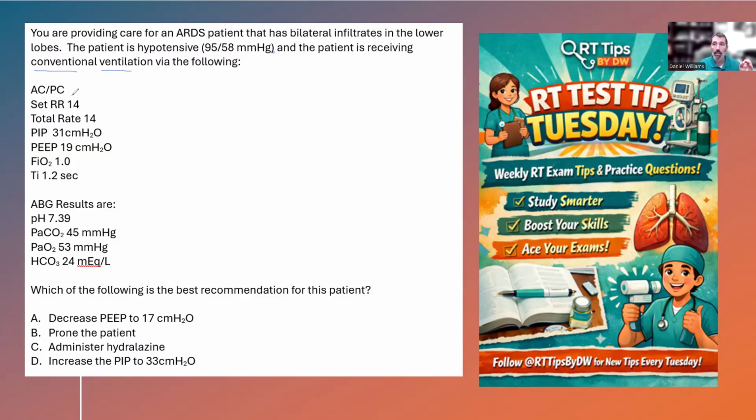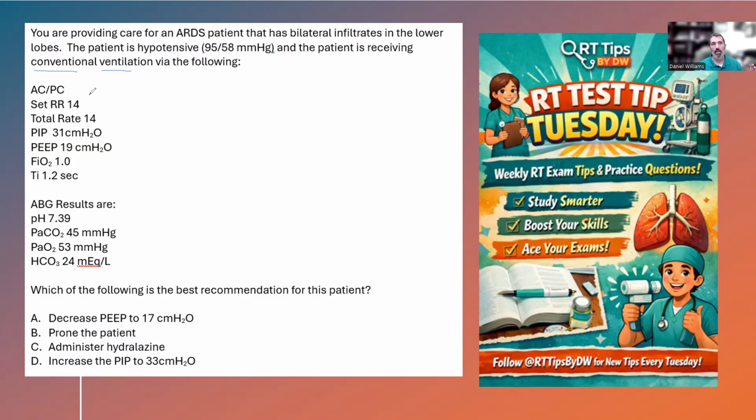With your volume being constant, guess what would fluctuate now? Your pressures are going to fluctuate up and down. So that's the quick gist, nuts and bolts of ACPC versus ACVC, and we understand that we've got set parameters in there and measured parameters.